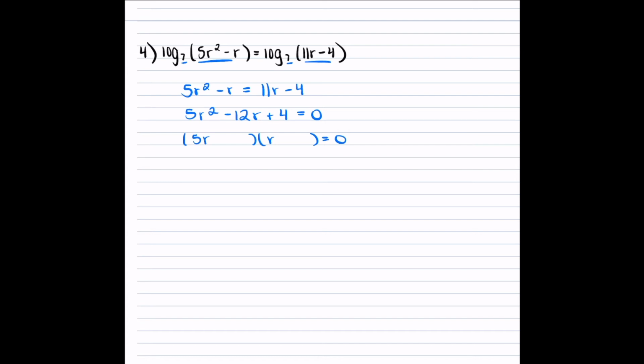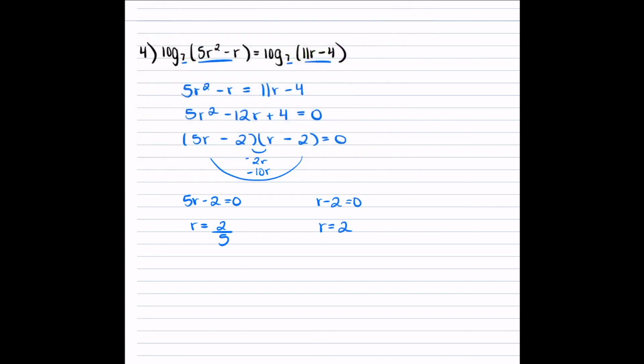Now here, you can either do a 4 and a 1 or a 2 and a 2. Let's just try 2 and 2 first. That would be 2r. That would be 10r. Oh, so that works. It needs to be a negative 12, so these both need to be negative. Perfect. Now we take our two factors, set them equal to 0. R minus 2 equals 0, so r equals 2.